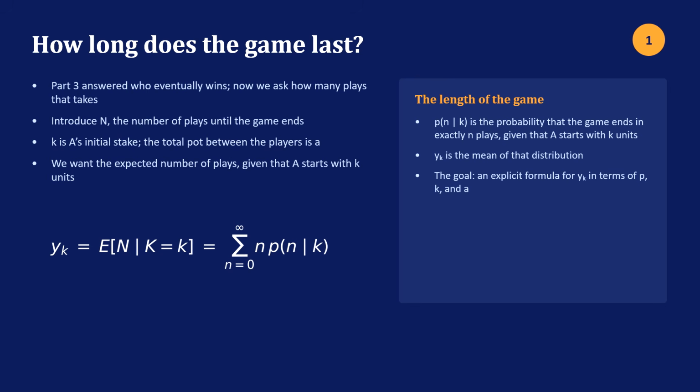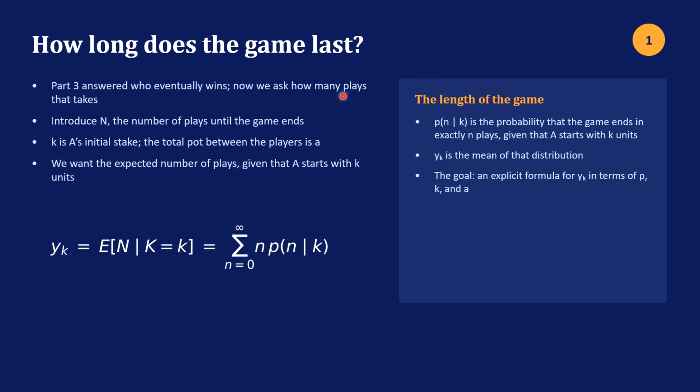So we want to know how long the game lasts on average, in other words, the expected value. And let me point to where we're at here. In part 3, the previous lesson, we answered who eventually wins. We computed the probability of ruin for player A, and then we also showed it's possible to compute the probability of ruin for B.